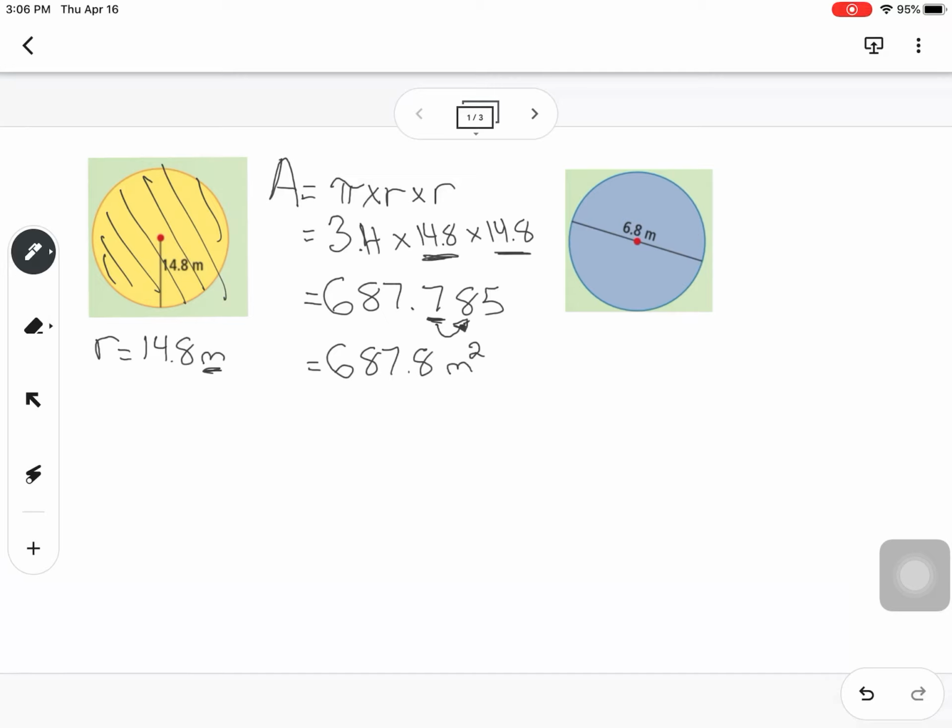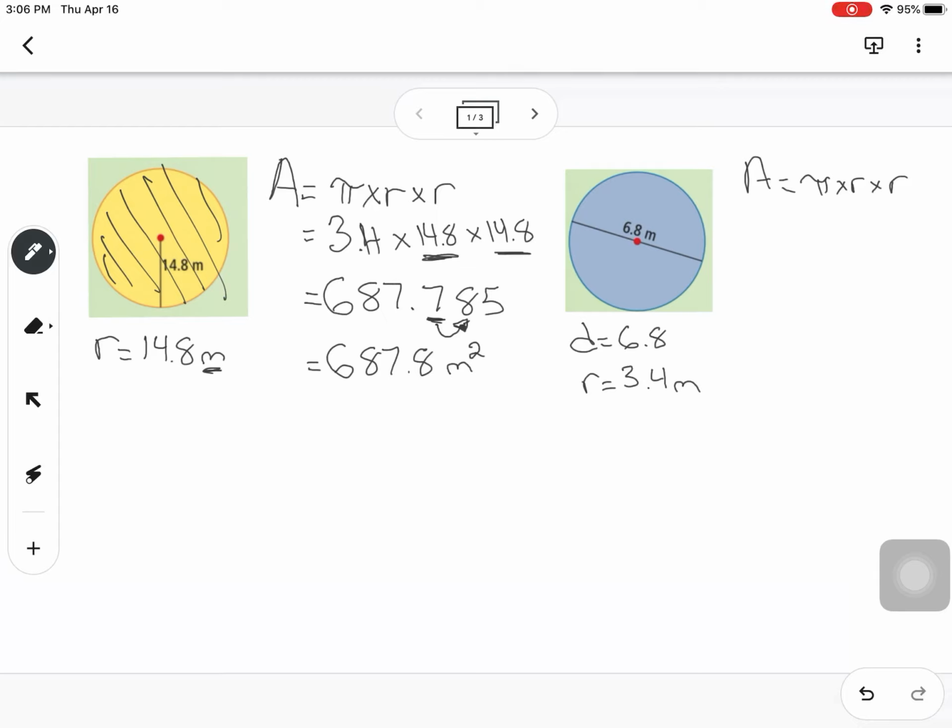Okay, so that's if I give you the radius. If I give you the diameter, then it's a little different because our formula, area equals pi times radius times radius, doesn't have diameter in it. So let's find out what our radius is. If the diameter is 6.8, what would the radius be? It is half of the diameter. So 6.8 divided by 2 is equal to 3.4 meters.